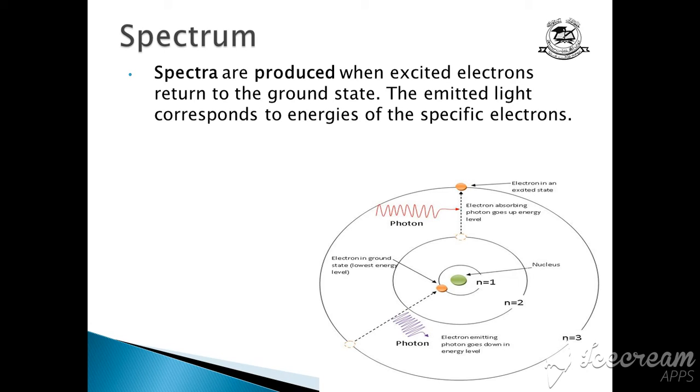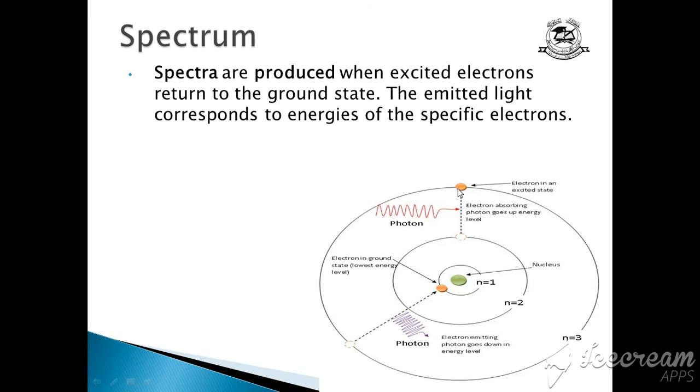Now before telling the weaknesses or defects of the Rutherford atomic model or Neil Bohr's atomic model, you must know what a spectrum is, because maybe this is a new word for you. What is a spectrum? Spectra are produced when excited electrons return to the ground state. What are excited electrons? I have told you these are energy levels. It means an electron is revolving here. When it gets energy, it becomes excited, so it will move to a higher energy level.